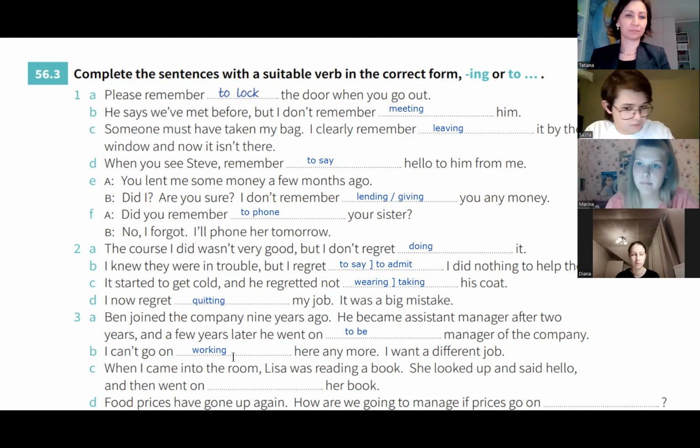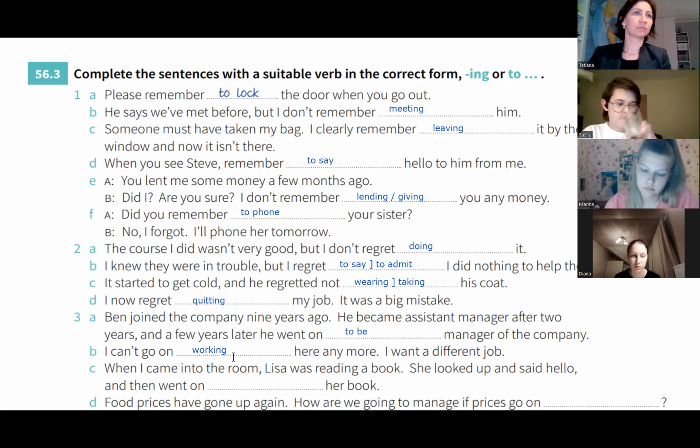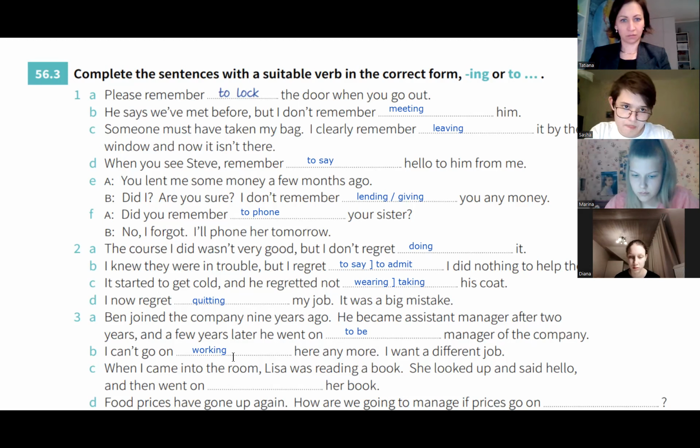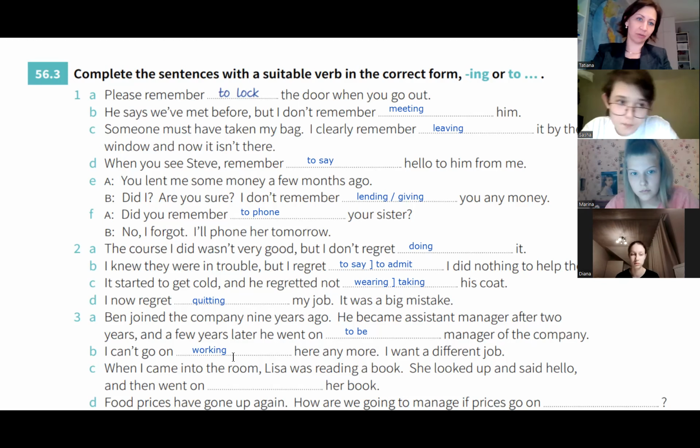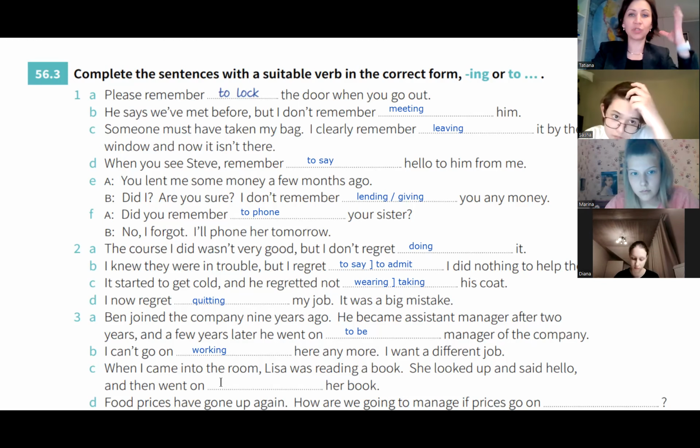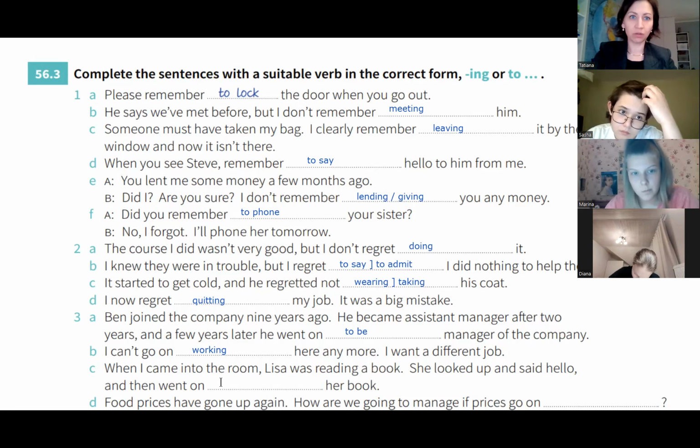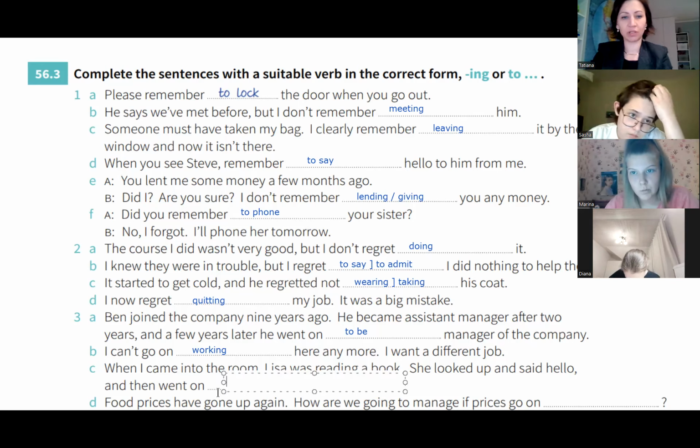Maria. When I came into the room, Lisa was reading a book. She looked up and said hello, and then went on reading. Went on reading her book, the same thing. Yep. So she was doing that action. She was reading the book, and she continued reading the book.